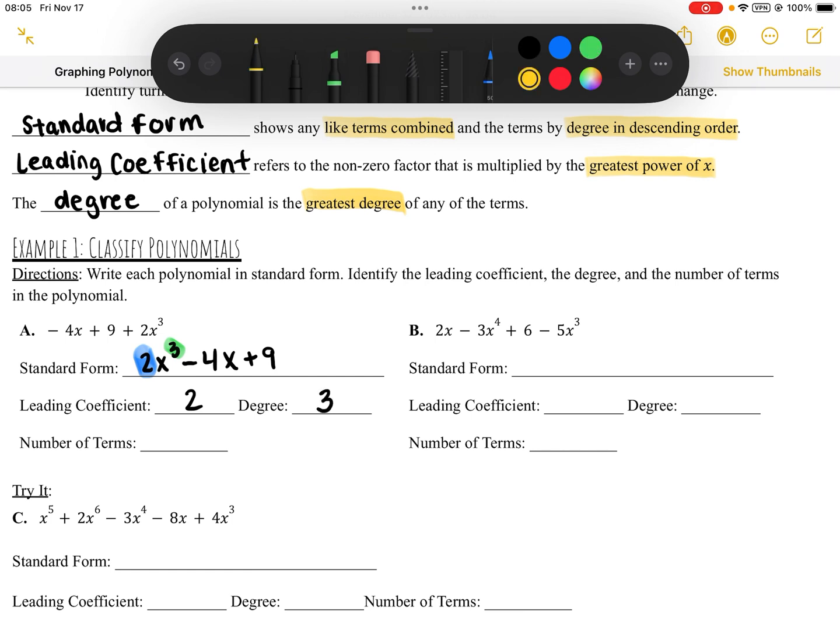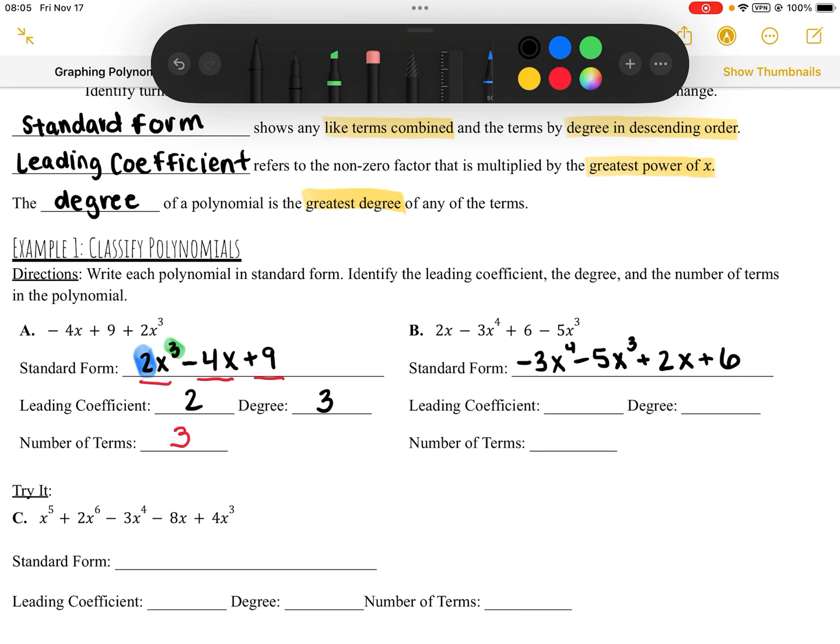And then I need to count the number of terms I have. So 1, 2, 3. So there's 3 terms. Terms are separated by addition and subtraction signs. B, I have 2x minus 3x to the 4th plus 6 minus 5x cubed. So I'm going to go ahead and write it in standard form. My highest power is x to the 4th, so I'm going to have negative 3x to the 4th first, minus 5x cubed plus 2x plus 6.